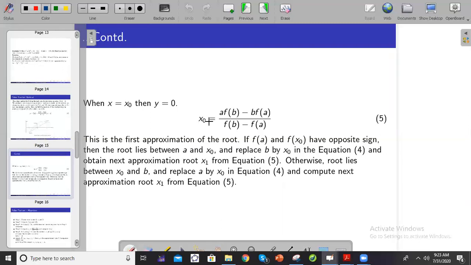After simplification, we have a times f(b) minus b times f(a) over f(b) minus f(a). Okay, the derivation may be asked of us. Very simply, you can make a curve with a chord and find the equation of the chord. After that, take x equals x naught. As x equals x naught, we see the y value there is zero. After simplification, x naught equals a times f(b) minus b times f(a) over f(b) minus f(a). This is the first approximation of the root.